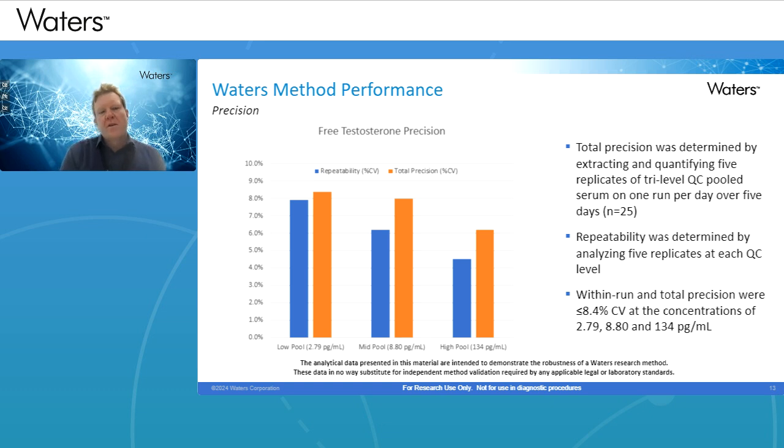Statistical analysis of within run and total precision was performed using the Analyze It add-in from Microsoft Excel. As you can see on the bar graphs shown here, these were determined to be no more than 8.4% across the range of 2.79 to 134 picogram per milliliter. You may recall that our goal was 16.5%, so that goal was met.